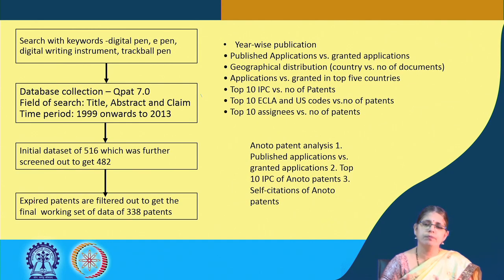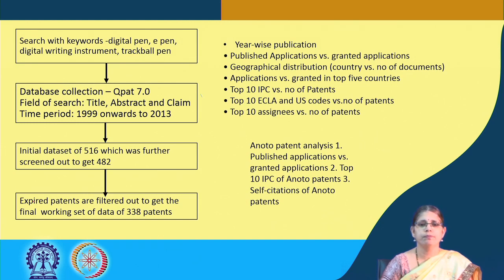So, here we have the bibliographic data that you can capture in this case from the 338 patents, and then one can also capture the technological data in relation to the patent data set. So, year wise publications, published applications versus granted patents, geographical distribution with respect to the total number of documents for a given country, in the major jurisdictions, how is the application vis-a-vis grant spread of patents?